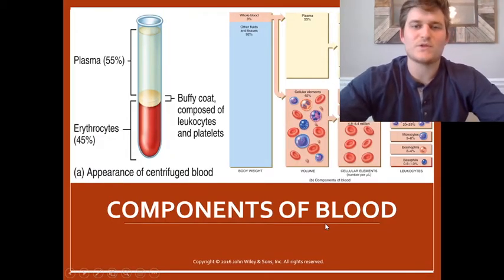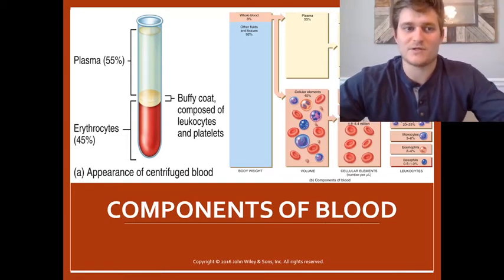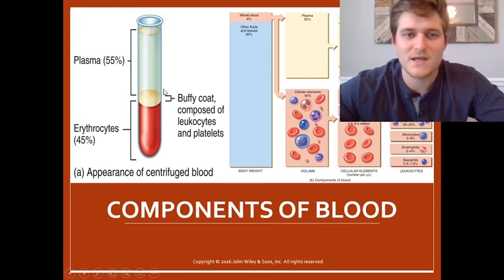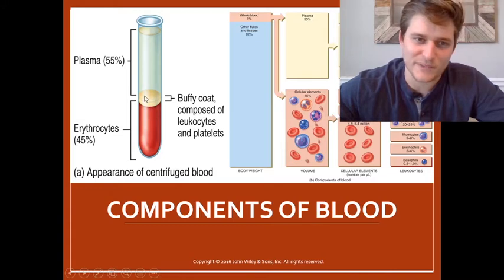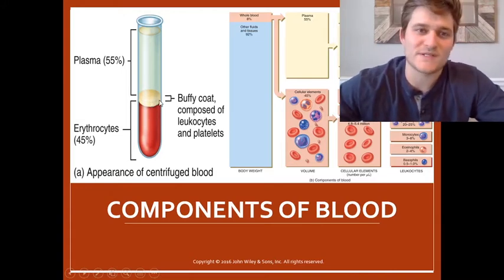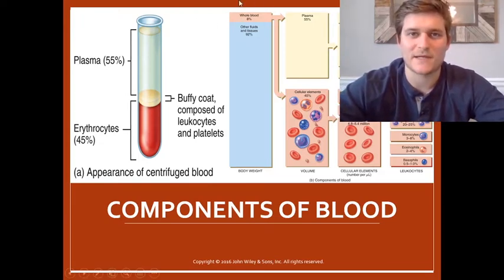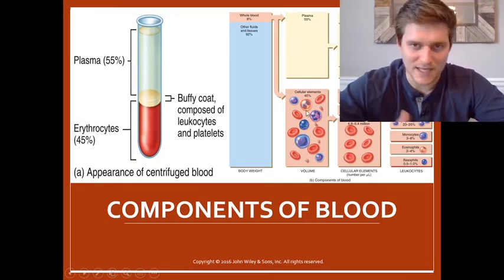But again, when we just look at the blood as a whole on average, we're going to see roughly 45% red blood cells, this little layer of all the white blood cells and platelets, which are going to make up less than 1% of the components, and then the plasma. We could see that the blood makes up 8% of the body weight that we have. And again, 55% is plasma, which includes mostly water, some proteins, and some other solutes like electrolytes, nutrients, gases, etc.